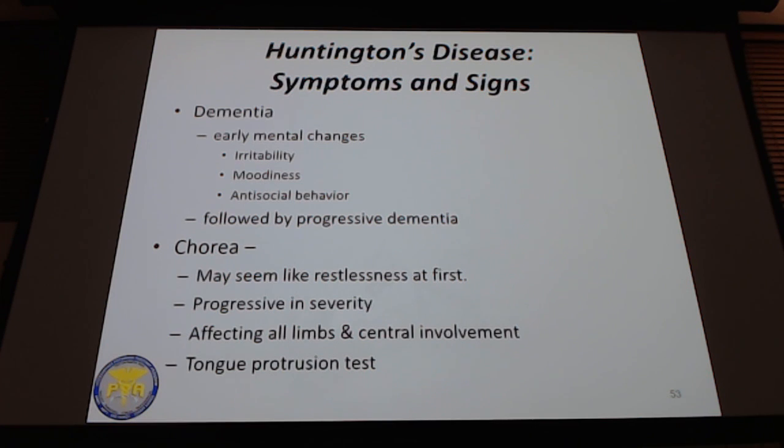You can get that chorea, Huntington's chorea, which is that movement we talked about, usually that milkmaid grip, so they can get that contraction, relaxation, contraction, relaxation. May just seem like restlessness at first, progresses in severity, usually all limbs, and then this tongue protrusion test, they cannot stick their tongue out and hold it out for like 30 seconds. So, kind of a weird test, right?